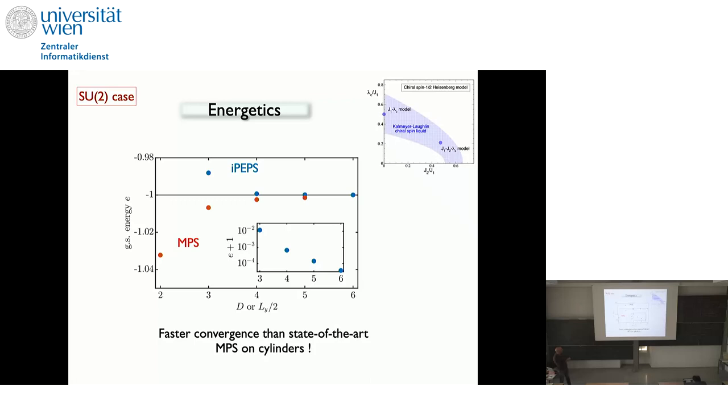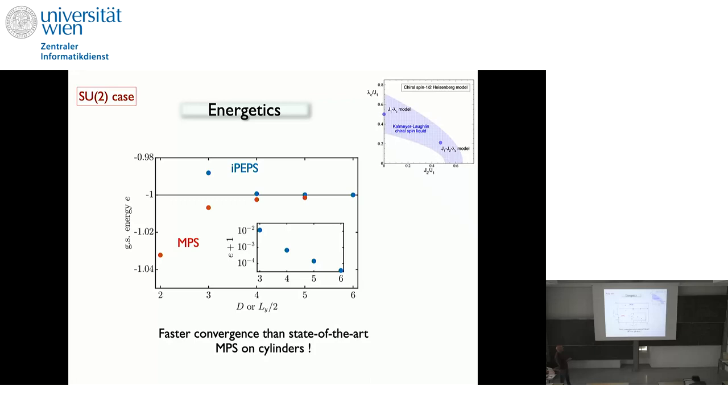So now let's go back to my SU(2) model. You remember the phase diagram? For example, let's assume I'm sitting at this particular point here, which was claimed in the paper by Nielsen to have, I think, the largest overlap with the Kalmeyer-Laughlin state. This is how they determine this particular point in the phase space. If we sit at this point and we compute the energy of our iPEPS, we see that it's actually very, very good.